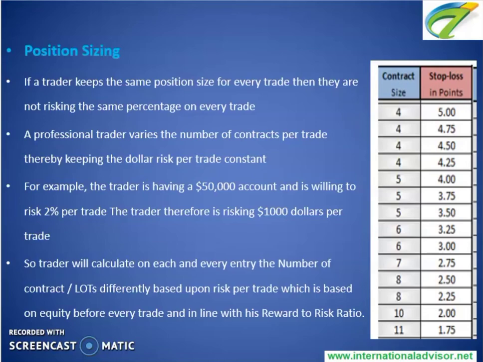If a trader keeps the same position size for every trade, then they are not risking the same percentage on every trade. A professional trader varies the number of contracts per trade, thereby keeping the dollar risk per trade constant. For example, if the trader has a $50,000 account and is willing to risk 2% per trade, the trader therefore is risking $1,000 per trade.